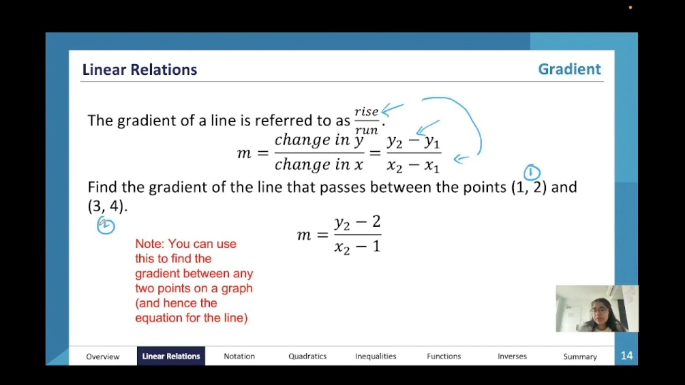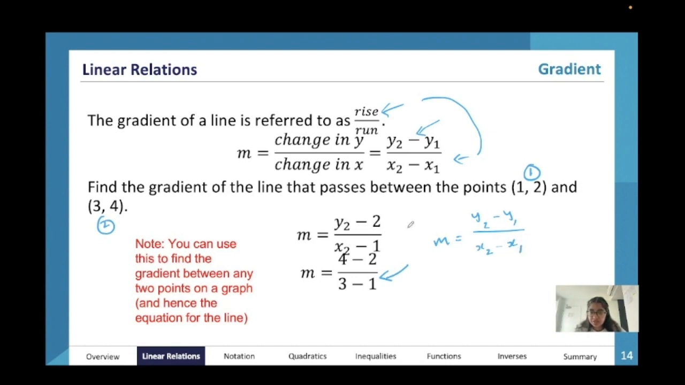It doesn't matter which you pick first and which you do second, as long as they're corresponding. So as long as you don't do y2 minus 2 and x2 minus 3. As long as you don't mix up those coordinates, you're fine. Okay, gradient is 4 minus 2 over 3 minus 1. Again, you don't need to include this line of working out. You can just go straight to here. It might be a good idea to do m equals (y2 minus y1) on (x2 minus x1), depending on how many points there are.